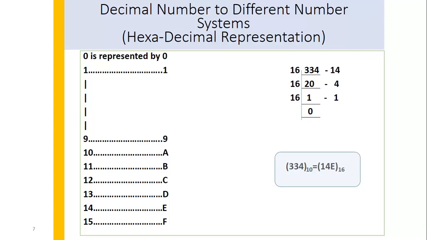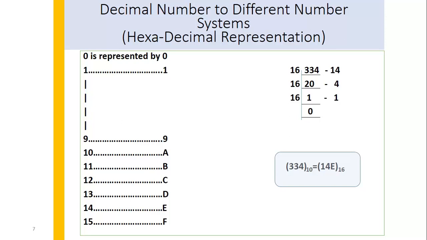And as per our protocol, we go in the reverse order. So 334 in decimal is equivalent to 14E. Now E means 14, and we need to represent this 14 with one digit, so the protocol suggests we use E in place of 14. So we write 1 in the reverse order, then 4, then instead of writing 14 we write E. So 334 in decimal is equivalent to 14E in hexadecimal.